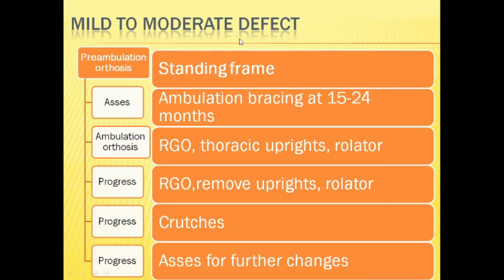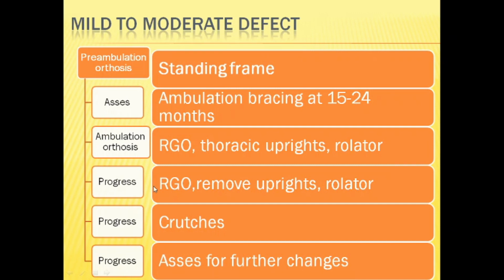Next is mild to moderate defect for the lesion of T12 to L3 level. So same as the previous defect, the preambulatory orthosis is a standing frame. Now for the ambulatory orthosis, you have to assess the child at the age of 15 to 24 months. So the first ambulatory orthosis is reciprocal gait orthosis with thoracic uprights and rollators.